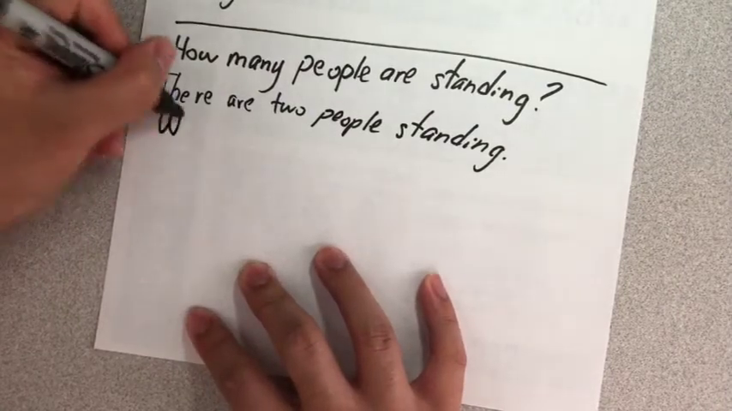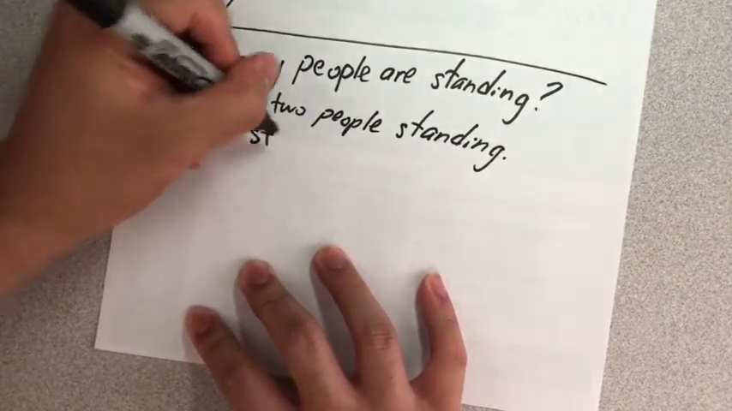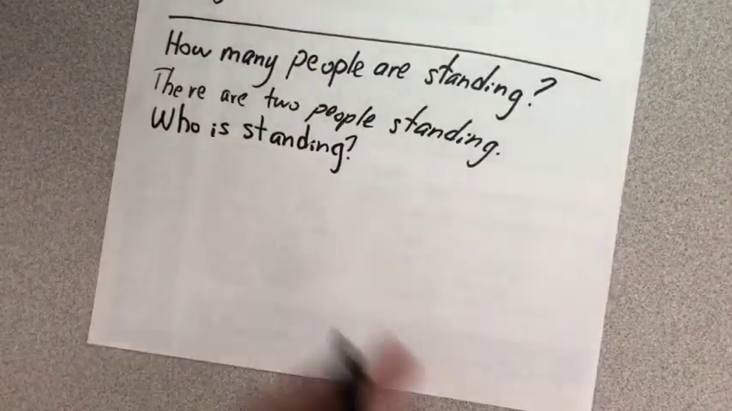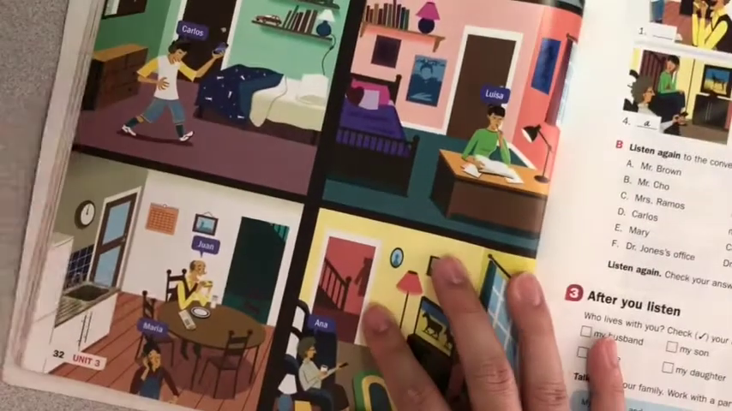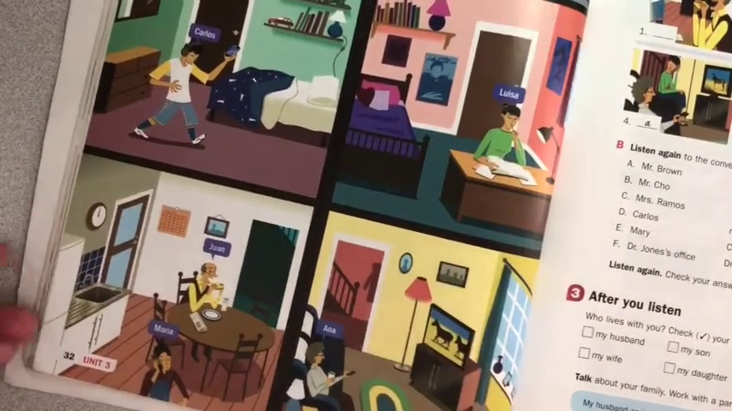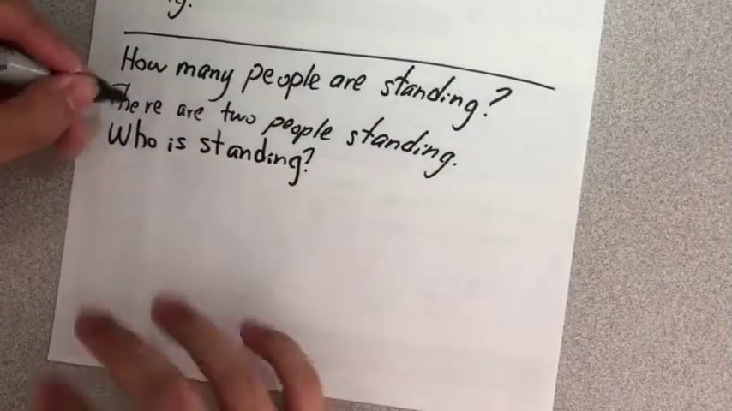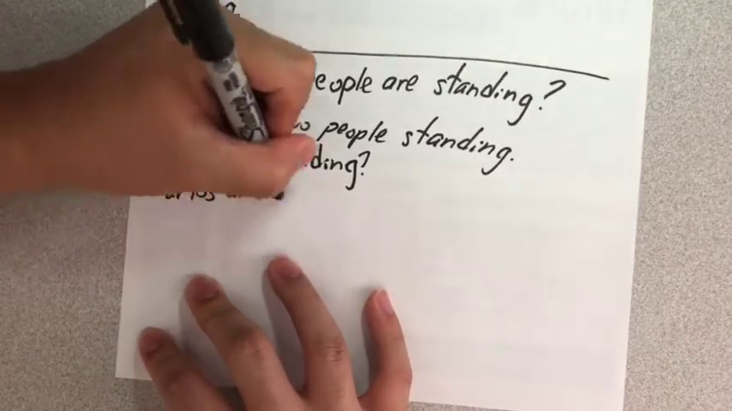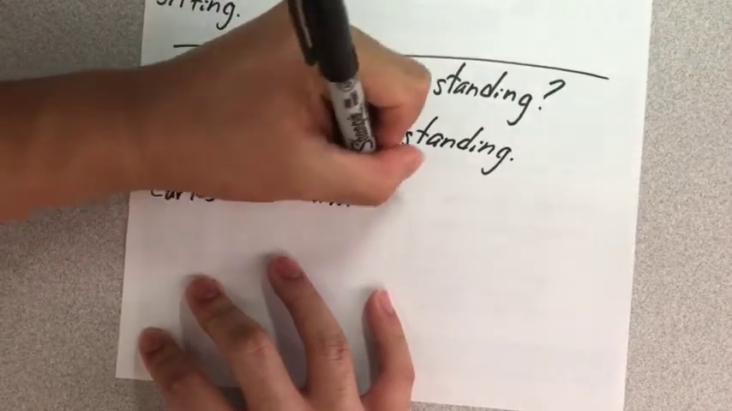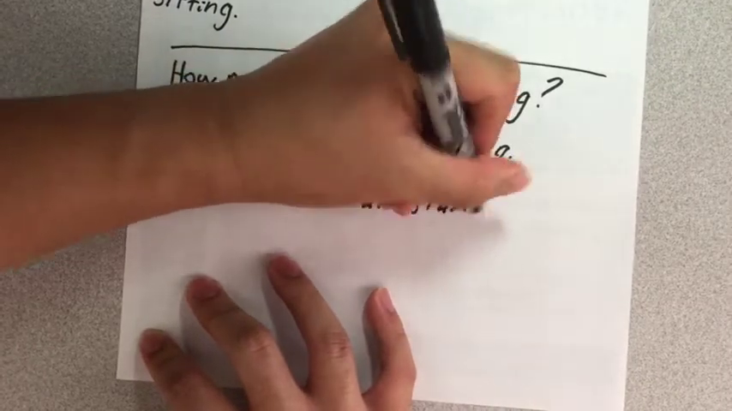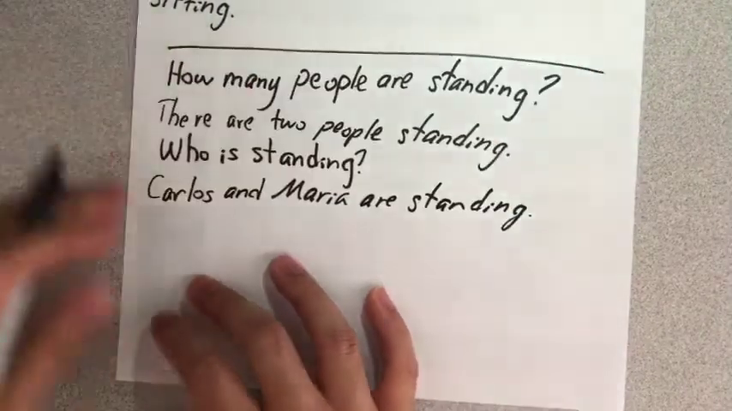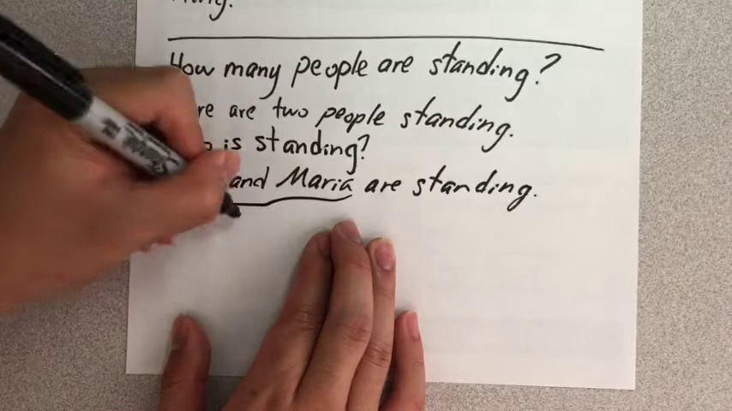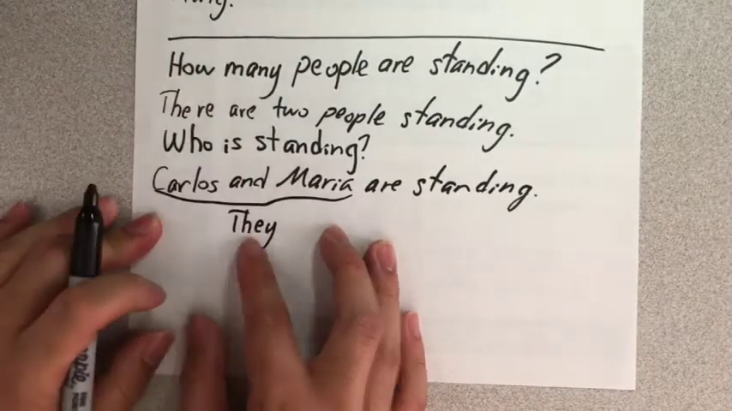Who is standing? Carlos and Maria are standing. Because we have two people, these two people, we use they. They are standing.